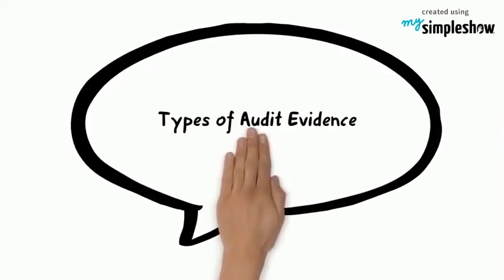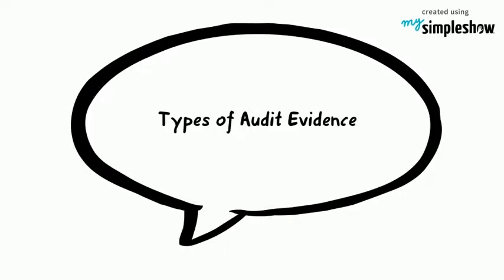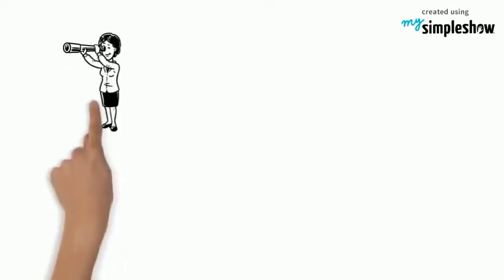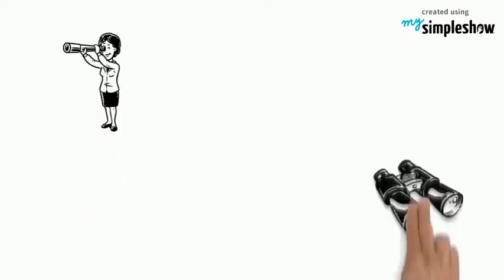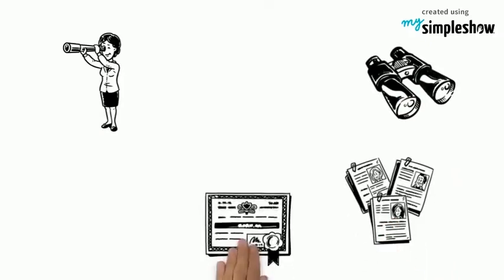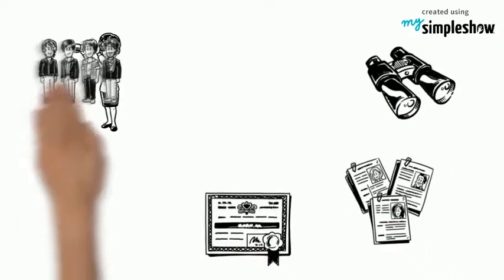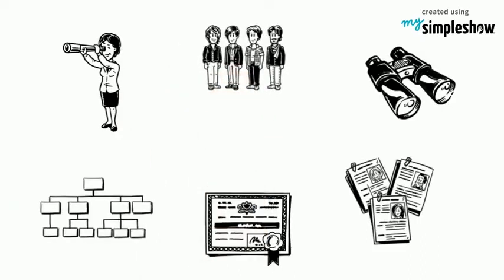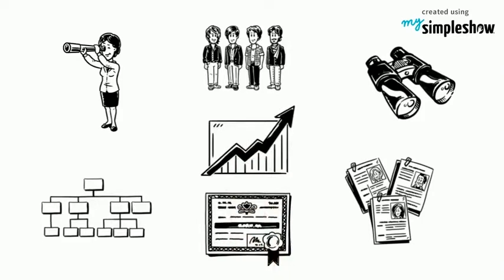Now let us move to the types of audit evidence. There are 7 types of audit evidence. 1. Physical examination. 2. Observation. 3. Documentation. 4. Confirmation. 5. Inquiries of client. 6. Analytical procedures. 7. Reperformance.